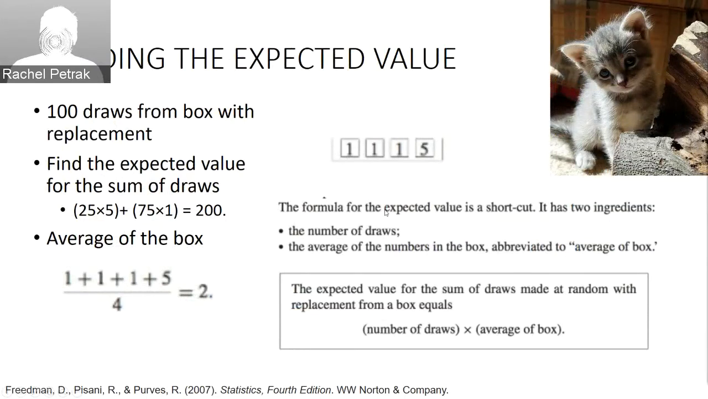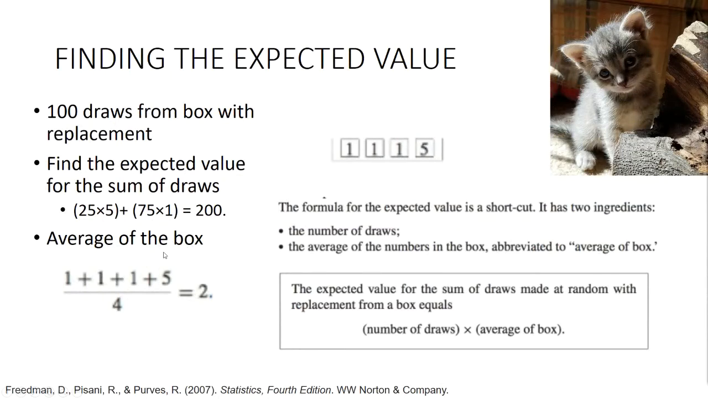To find the expected value, say we have 100 draws from the box with replacement. This is crucial, because with replacement, each time we draw a 1, another one comes in. So there's always the same probability of getting any of these numbers individually. To get the expected value for the sum of the draws, we need to know the number of draws and the average of the box. Getting the average of the box is easy, and in this case the box has an average of 2.